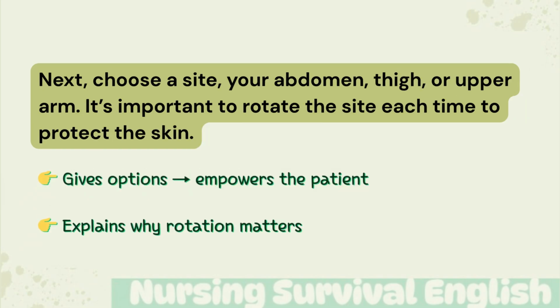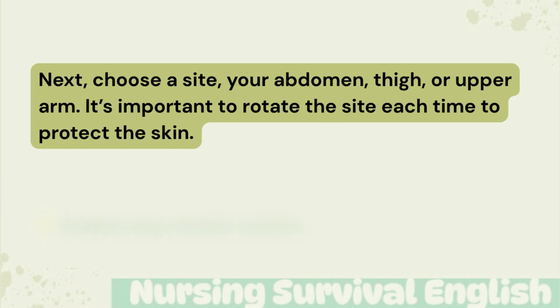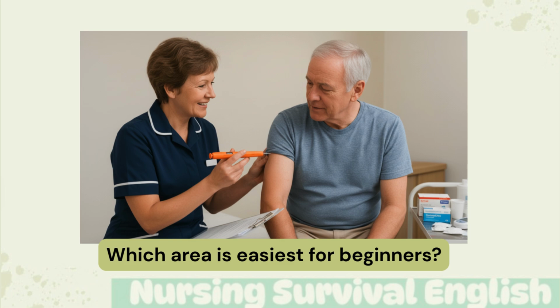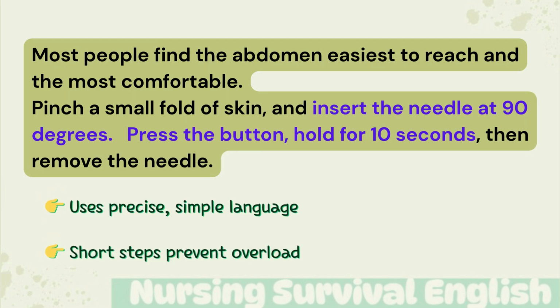Next, choose a site, your abdomen, thigh, or upper arm. It's important to rotate the site each time to protect the skin. Which area is easiest for beginners? Most people find the abdomen easiest to reach and the most comfortable. Pinch a small fold of skin and insert the needle at 90 degrees. Press the button, hold for 10 seconds, then remove the needle.